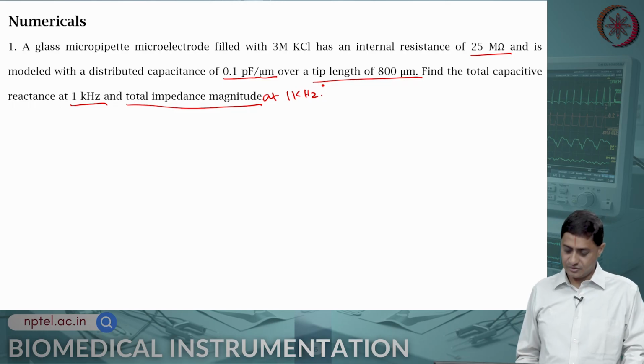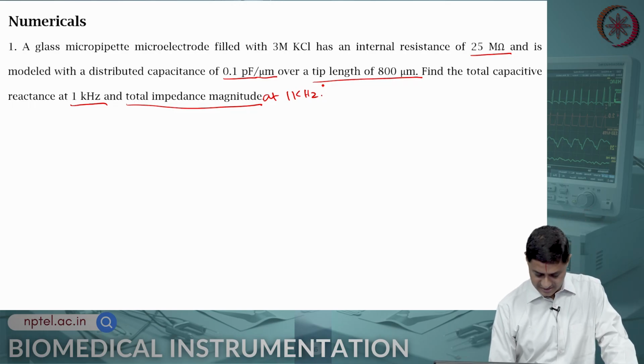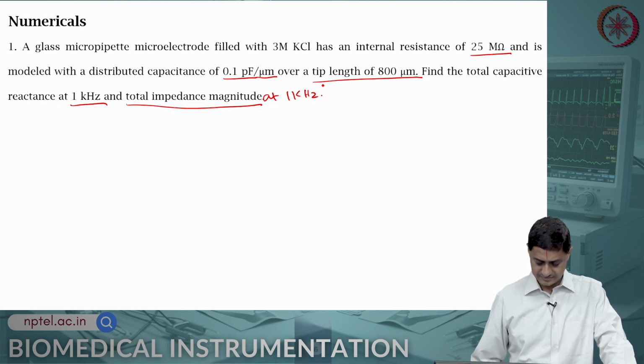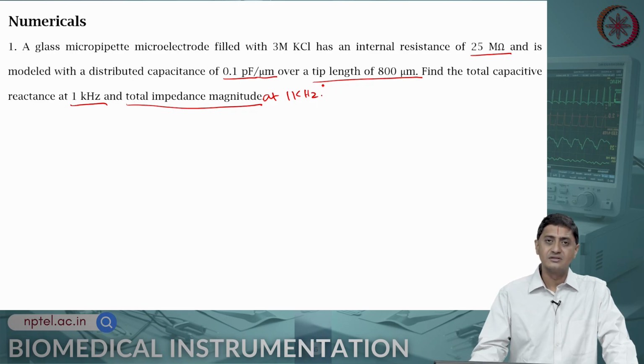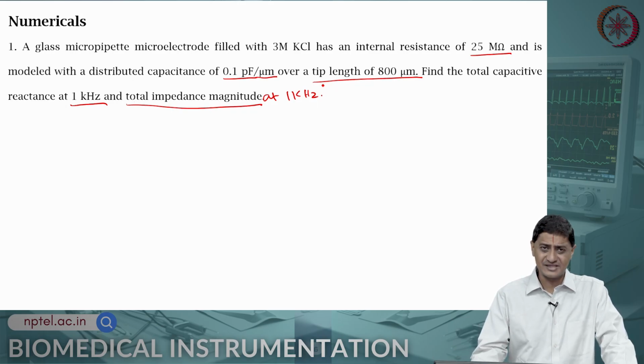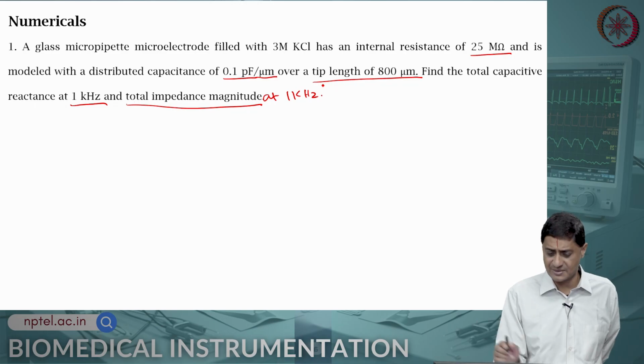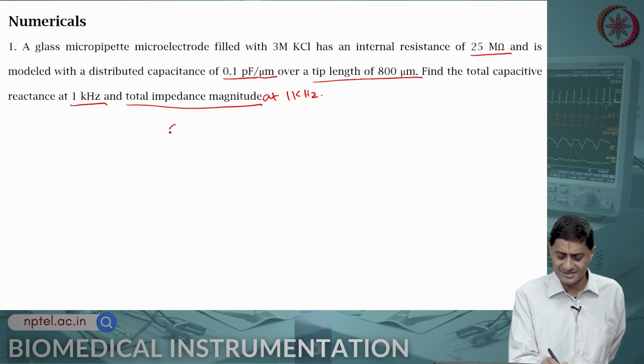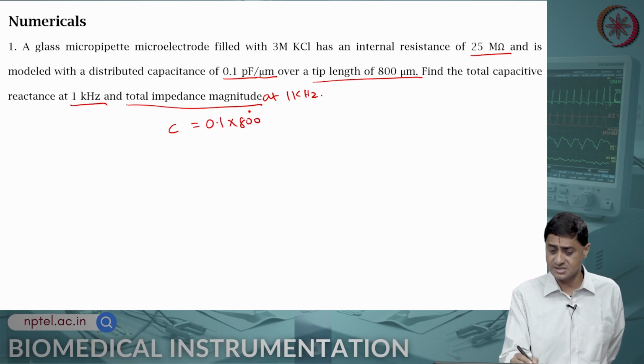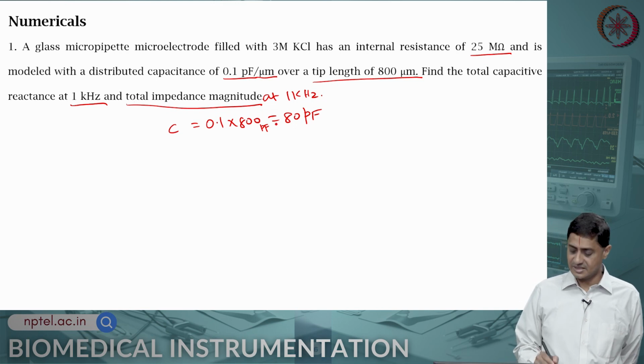What is the total capacitive reactance at 1 kilohertz, and what is the total impedance magnitude at 1 kilohertz? Now, this is a distributed capacitance. So, I can find the total capacitance C as 0.1 times 800, which is 80 picofarad. This is the capacitance.